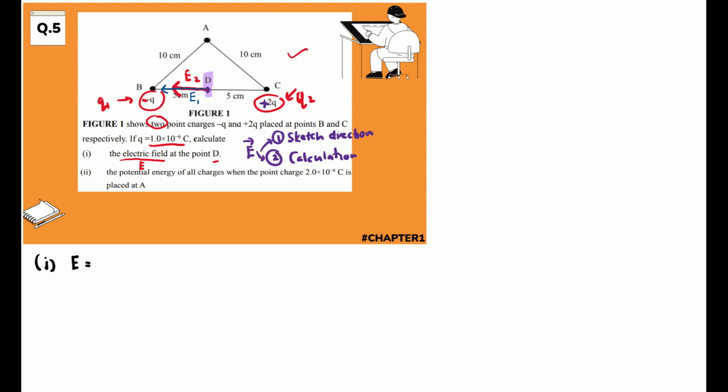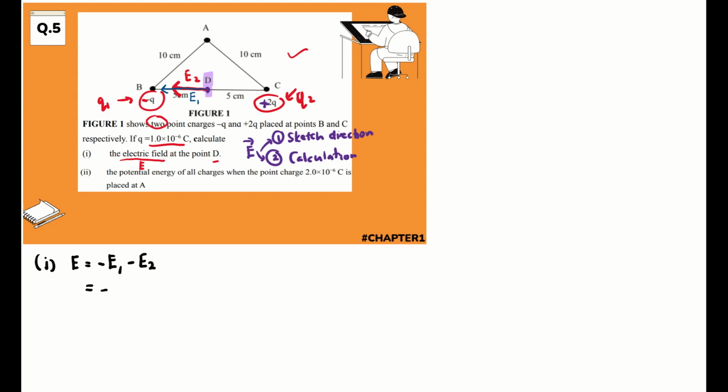Okay, so based on the diagram, to solve the first question, to calculate the electric field, as both are having similar direction and it is to the left, you may write down E1 minus E2. Both are in the negative direction, to the left. So negative E1 minus E2.